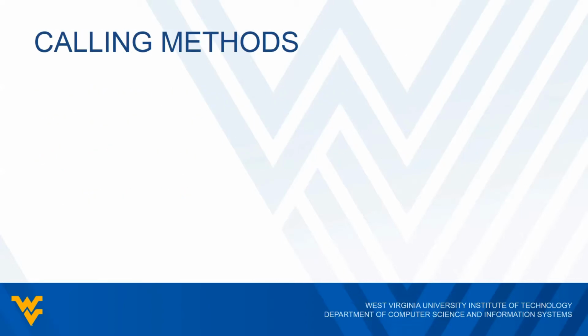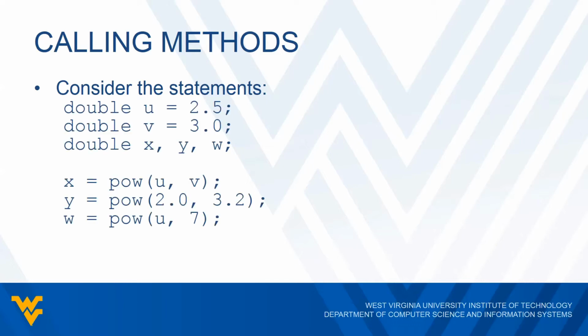So let's now consider the following statements. Let's say we have this code. Here we're going to declare 5 different double variables where u has 2.5 and v has 3.0. And I call the pow method 3 times. So we have the first one, the second, the third. And we see that the way we call a method is we include the name of the method, we have our pair of parentheses, and then values that we want to pass to our definition.